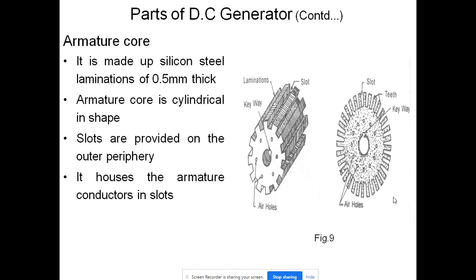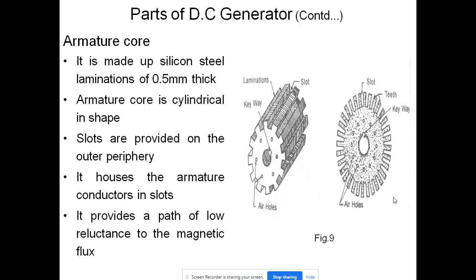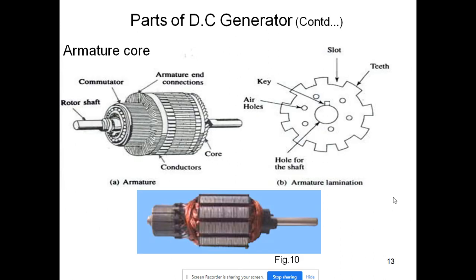And the armature conductors are placed on these slots. This armature core also provides a low reluctance path to the flux.